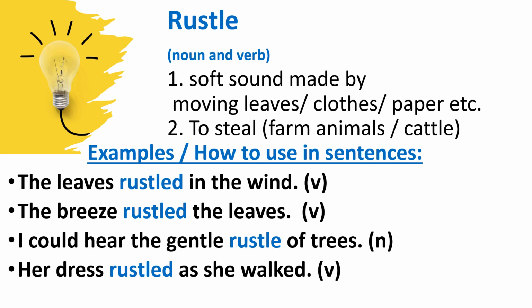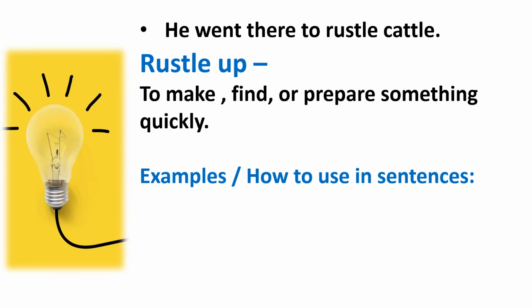Her dress rustled as she walked. Over here, it is a verb. He went there to rustle cattle. Means to steal cattle, steal farm animals. Now, if we add up to the word, the meaning changes entirely.